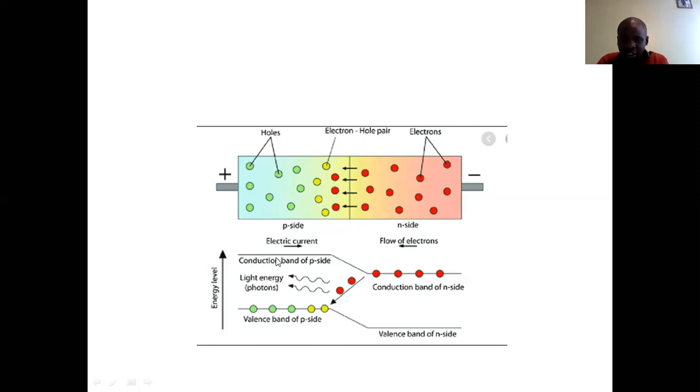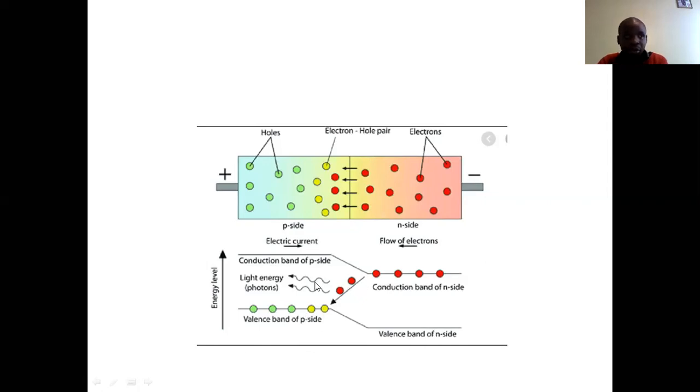Remember, the electrons are in the conduction band and the holes are in the valence band. So there is a decrease in energy when electrons move to the side of the holes. That movement, for them to recombine, produces photons. So you can see that as the electrons move down from the conduction band to the valence band, they emit photons.